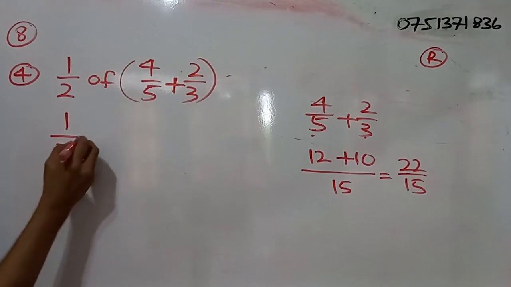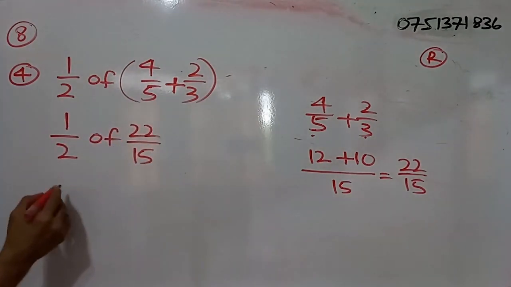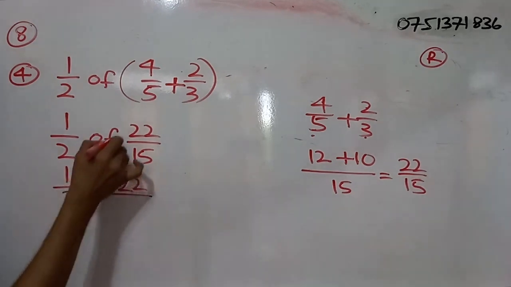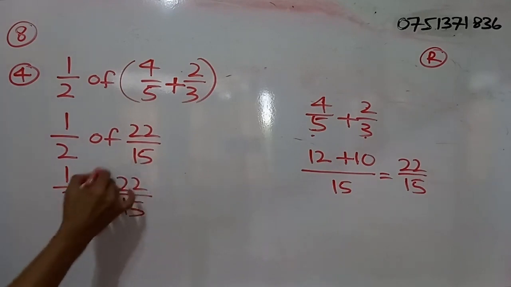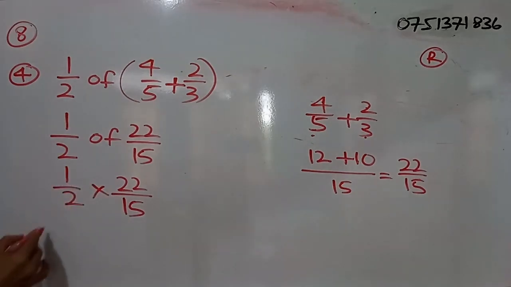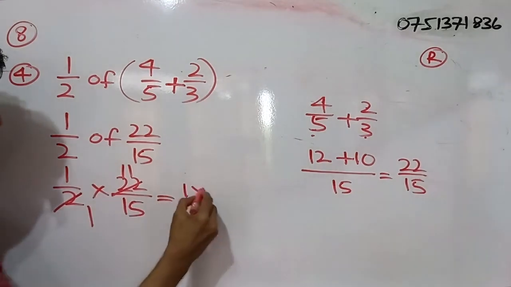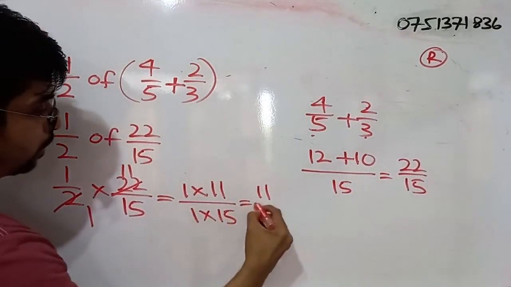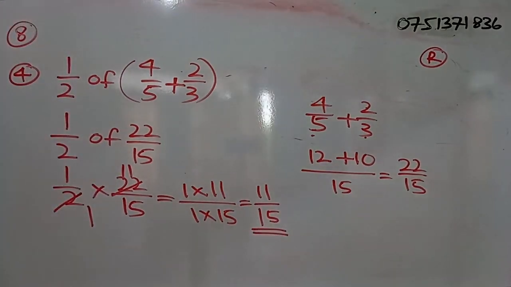So half of 22 by 15. So what do we do? Half of 22, sorry, this of means what? Multiplication. So we will rewrite this like this, right? So we will replace of with the multiplication symbol. So 2 times 1, 2 times 11. So here 1 times 11 and 1 times 15. So the answer is what? 11 times 15. Answer is 11 times 15.